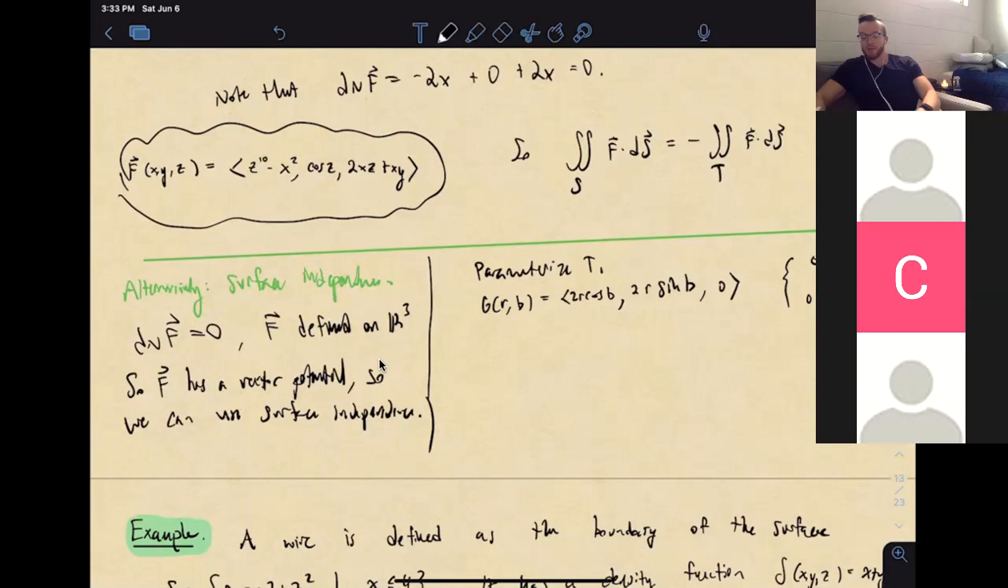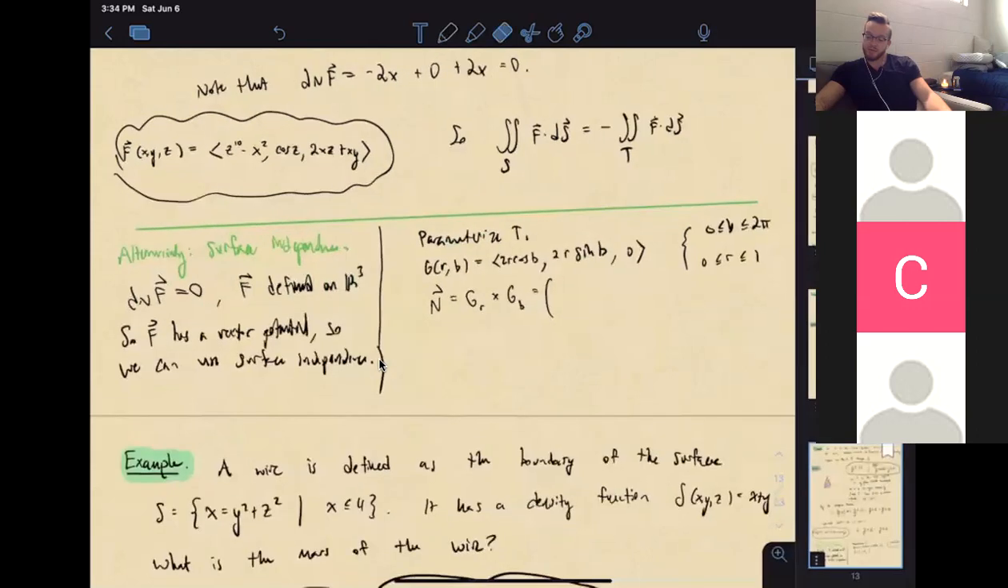Anyway, there's a parameterization. So let's compute the normal vector to check that the orientation is correct. Since I picked R and then B, I have to take the R derivative cross the B derivative. I'll give myself a new page too.